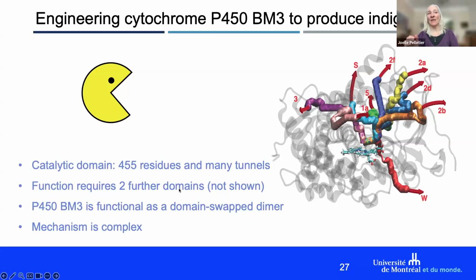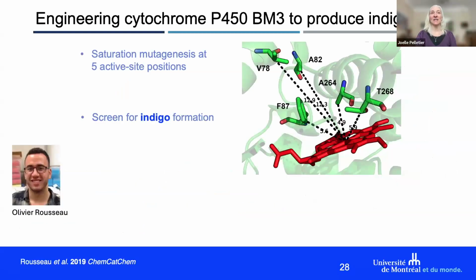And it's even more complicated than that, because this enzyme functions as what is called a domain-swapped dimer. So we need 2 enzyme molecules, and they are kind of wrapped together such that the catalytic domain of the one monomer needs the 2 further domains from the other monomer in order to be functional. And the mechanism is complex for these reasons and for many other reasons. So to engineer this is quite complicated. That's why we need some high-throughput methods to help streamline the process.